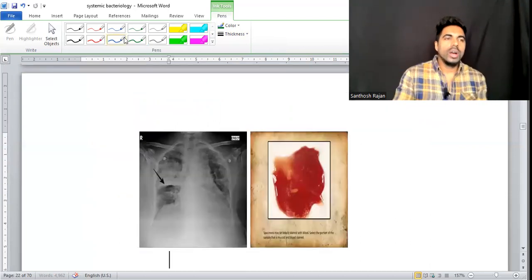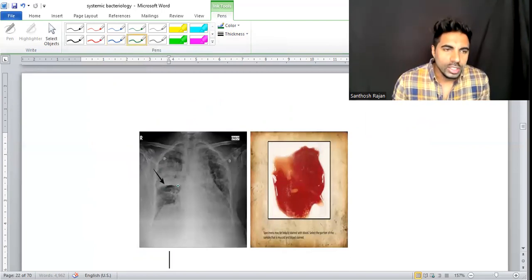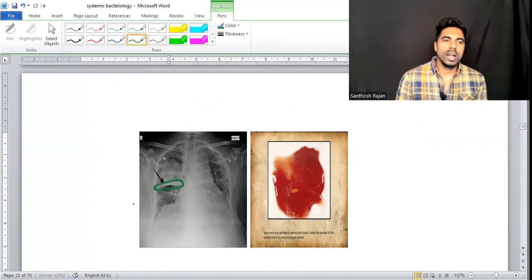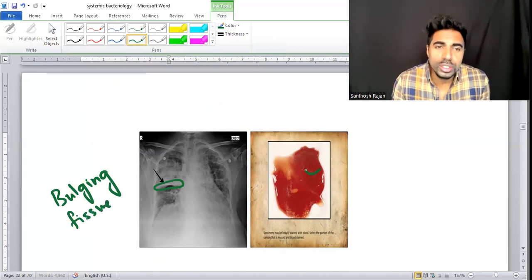Now, it causes what? Typical pneumonia. That's one thing. This is a sign here. You see what this fissure is? Radiology will say it, but it's commonly called the bulging fissure. In which condition does the bulging fissure occur? In Klebsiella pneumonia.